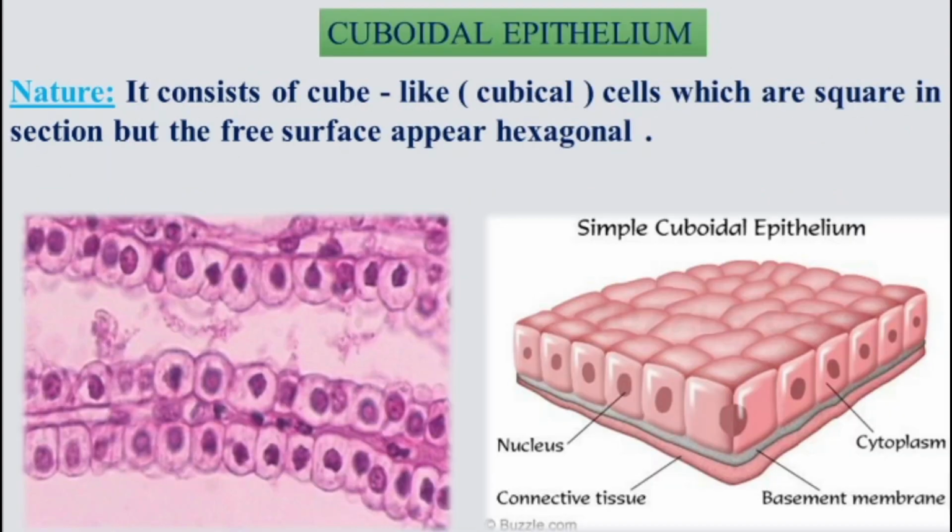The next type of epithelial tissue is cuboidal epithelium. How does it look? It's cube-like in nature. The cuboidal epithelium consists of cube-like or cubical cells which are square in section, but the free surface appears hexagonal. Yes, it looks like a cube, but the free surface appears hexagonal.